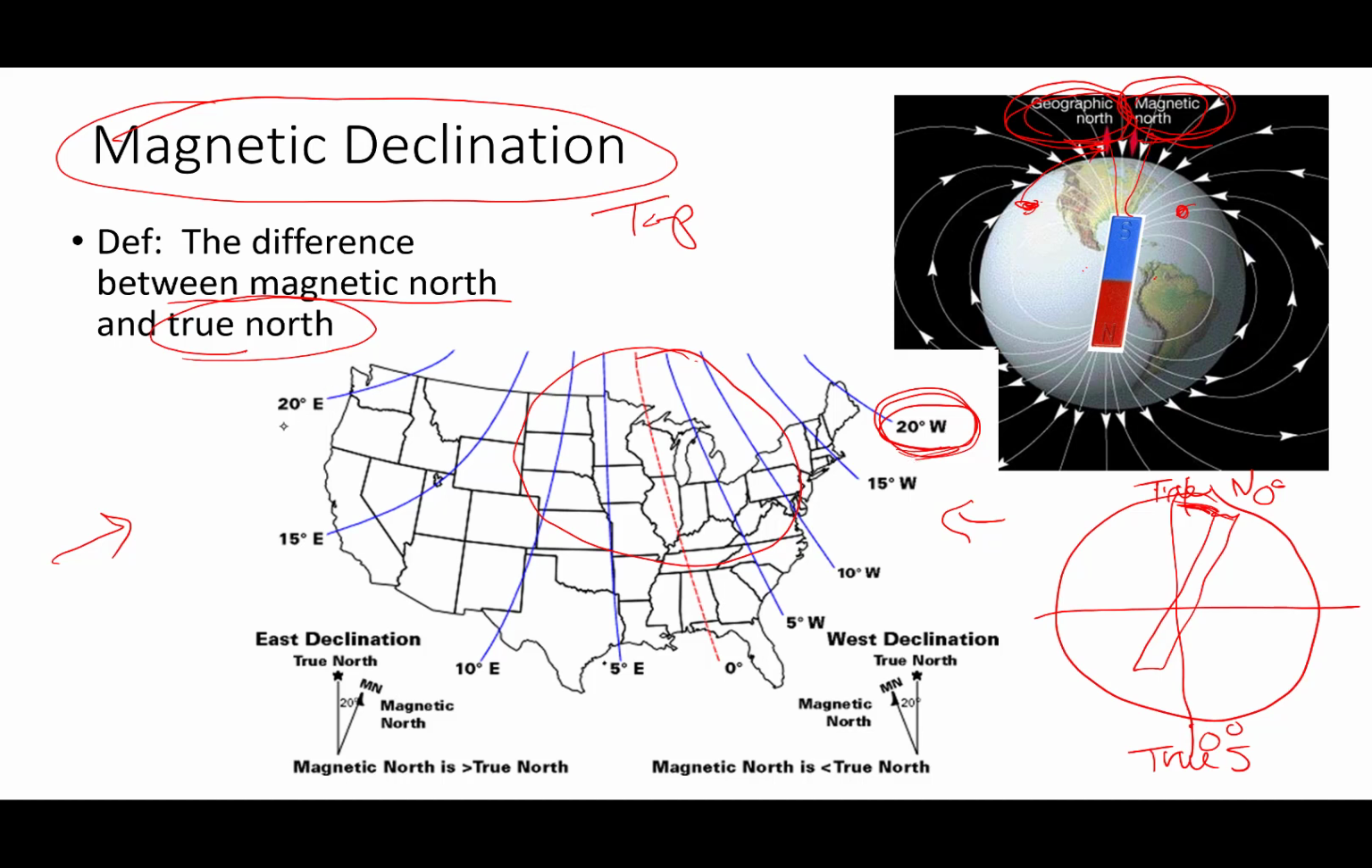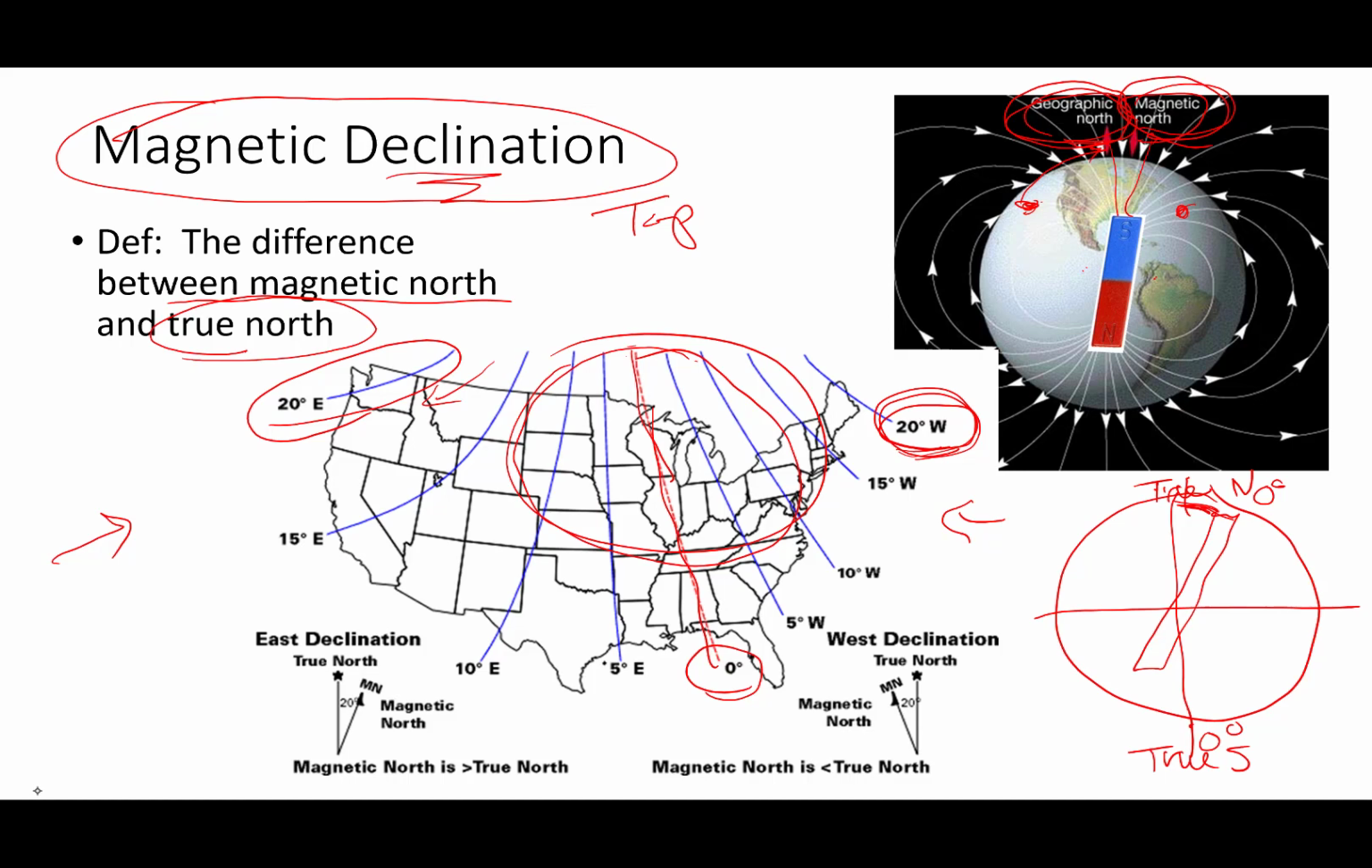Same thing in the wilds of Washington State, Oregon State, Montana. Hunting out there, you can be quite a ways off in your navigation. So those of us who hang out in the Midwest, those of us in western Wisconsin specifically, we're right about the line of zero declination, meaning there is no difference between the two.